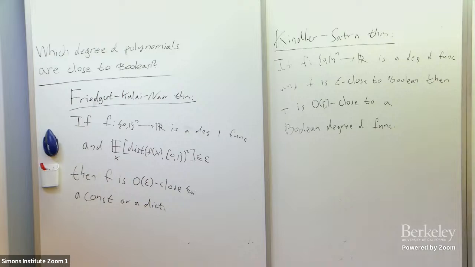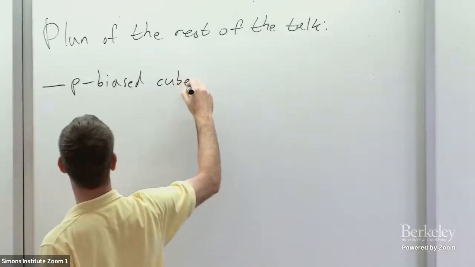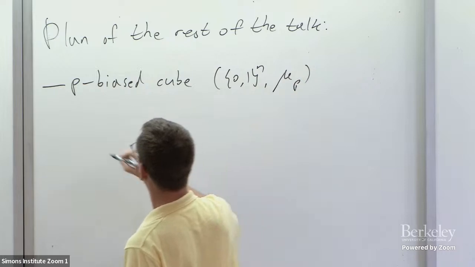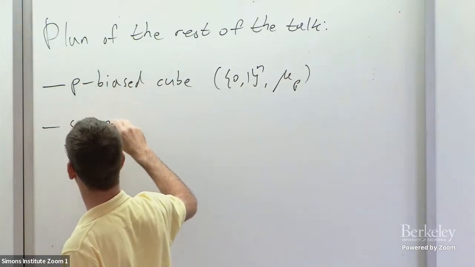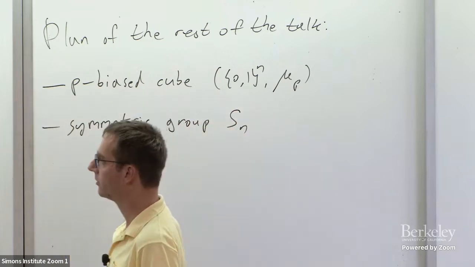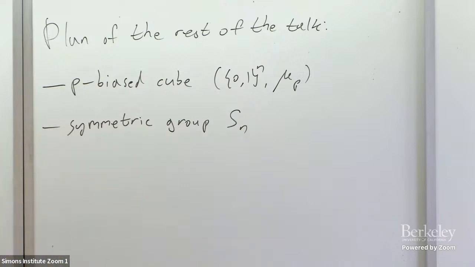Okay, so we're going to discuss two domains. The first domain is the p-biased cube, which I'm going to go over what this means in a bit. And the other one is the symmetric group. We're going to ask this question for these two domains, and we're going to get some answers. Not all of them, but some of them. Now, I should say that, as will transpire, this is really about the structure of functions. So I think it's a good fit for the theme of this workshop and this semester.